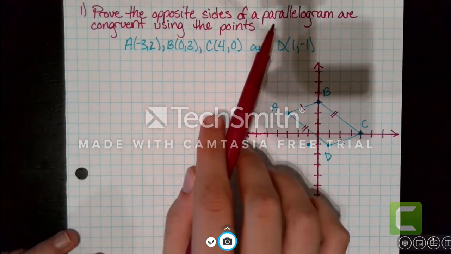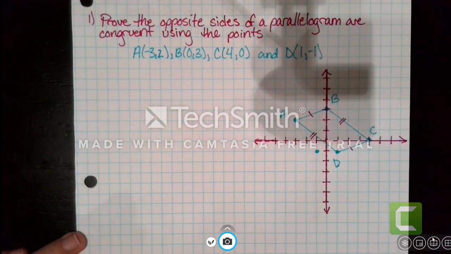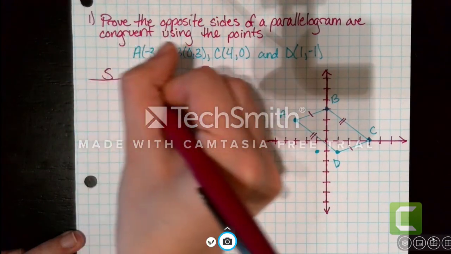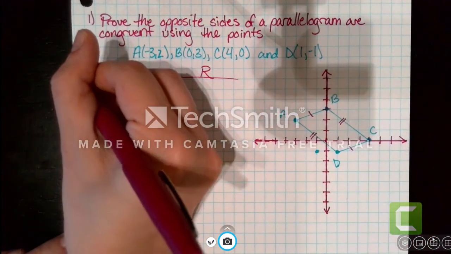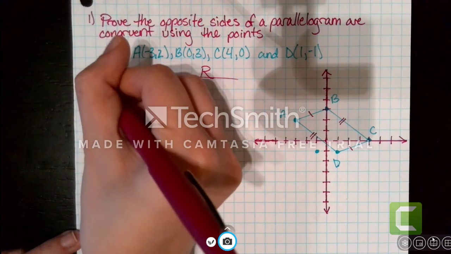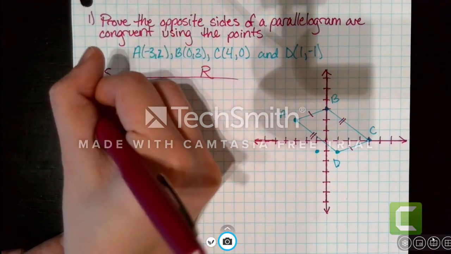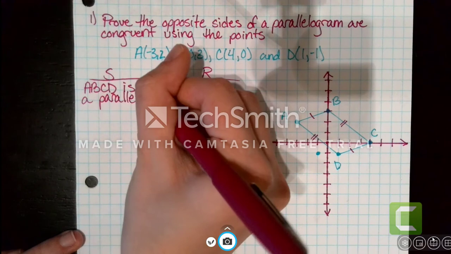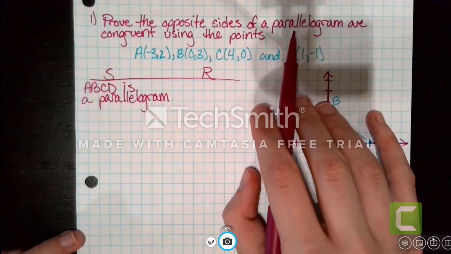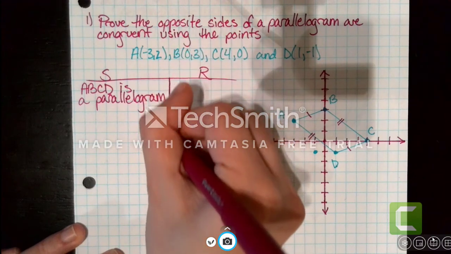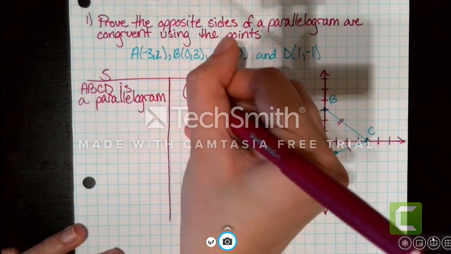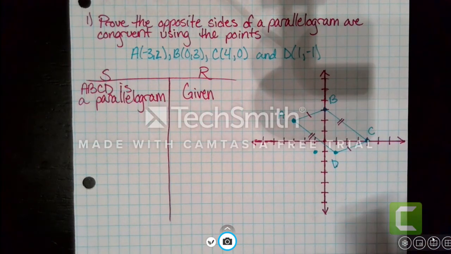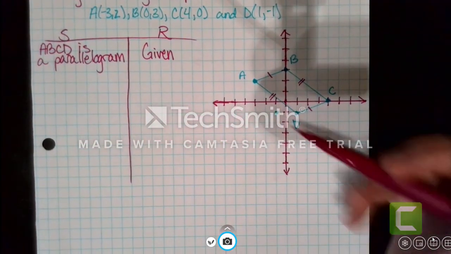So we're told that we have a parallelogram, which means that to start our proof in our statements and reasons chart, our first statement is that shape ABCD is a parallelogram. And again, since this is listed directly in our problem, our reason for this is that it's given to us. But what are we trying to prove again? We're trying to prove that distances are equal to each other. So before we move on, we actually need to find the distances for every side.